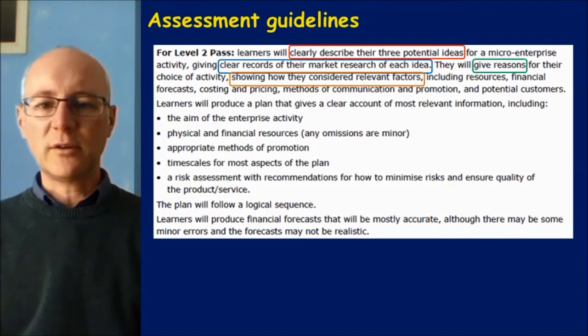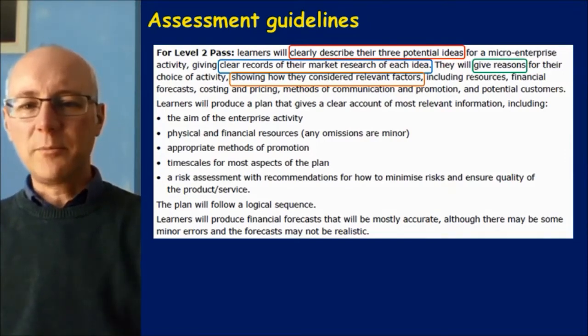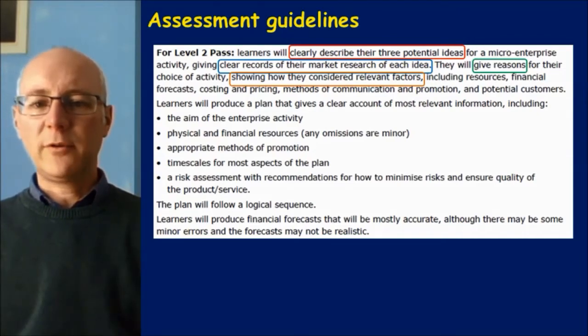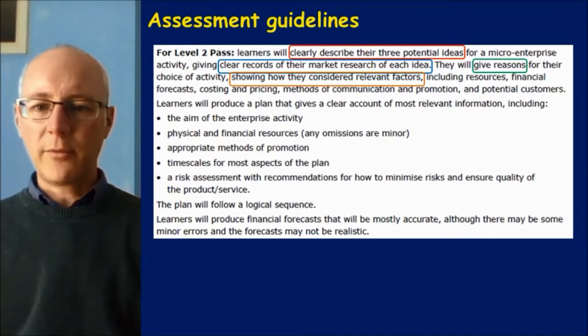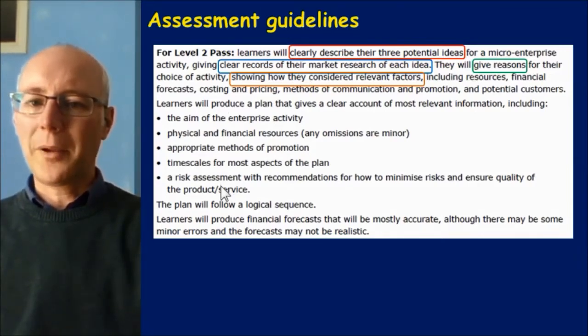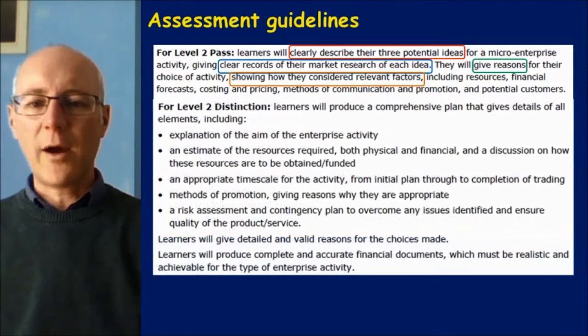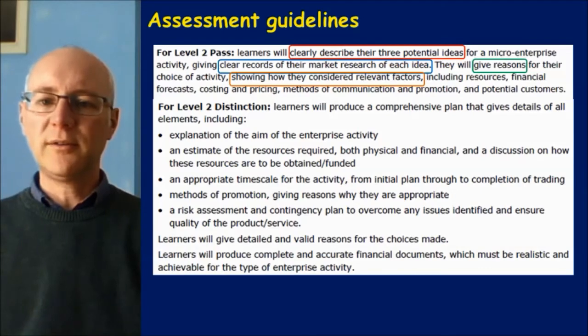About these sections. Okay, so that's the basis of what you need to do for a level 2 pass, thinking about all three of your ideas. And then there's this section underneath which is talking about the plan and what you need to do for creating your actual business plan. But rather than looking at what you need to do for the level 2 pass for that, I want you to look at what you need to do for the level 2 distinction.